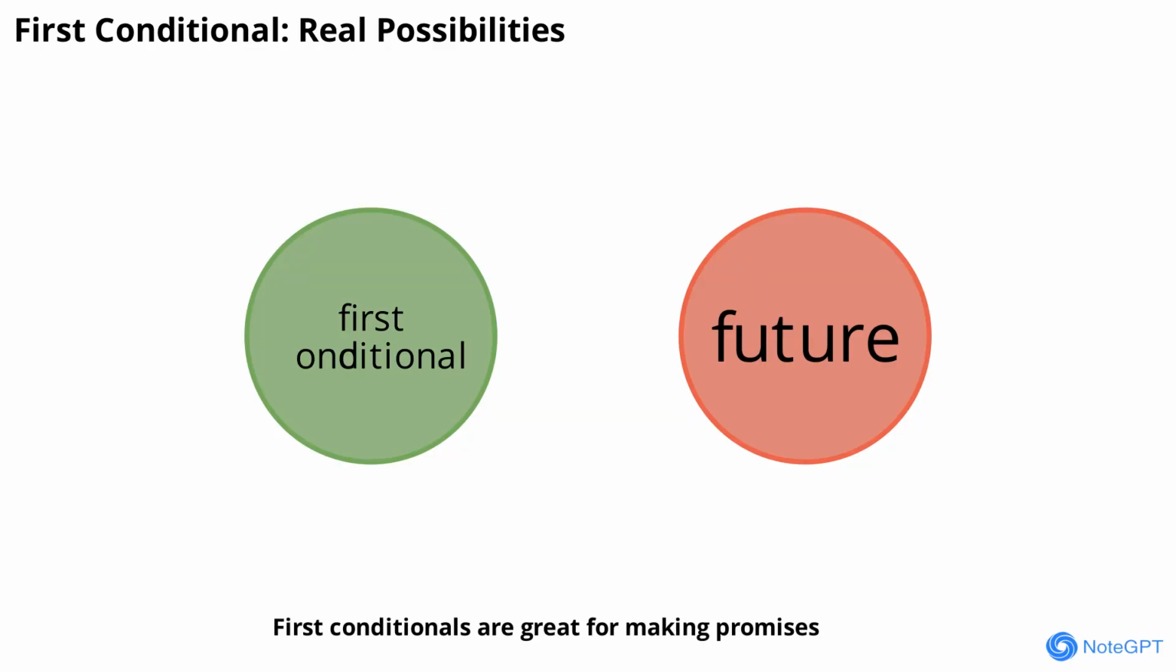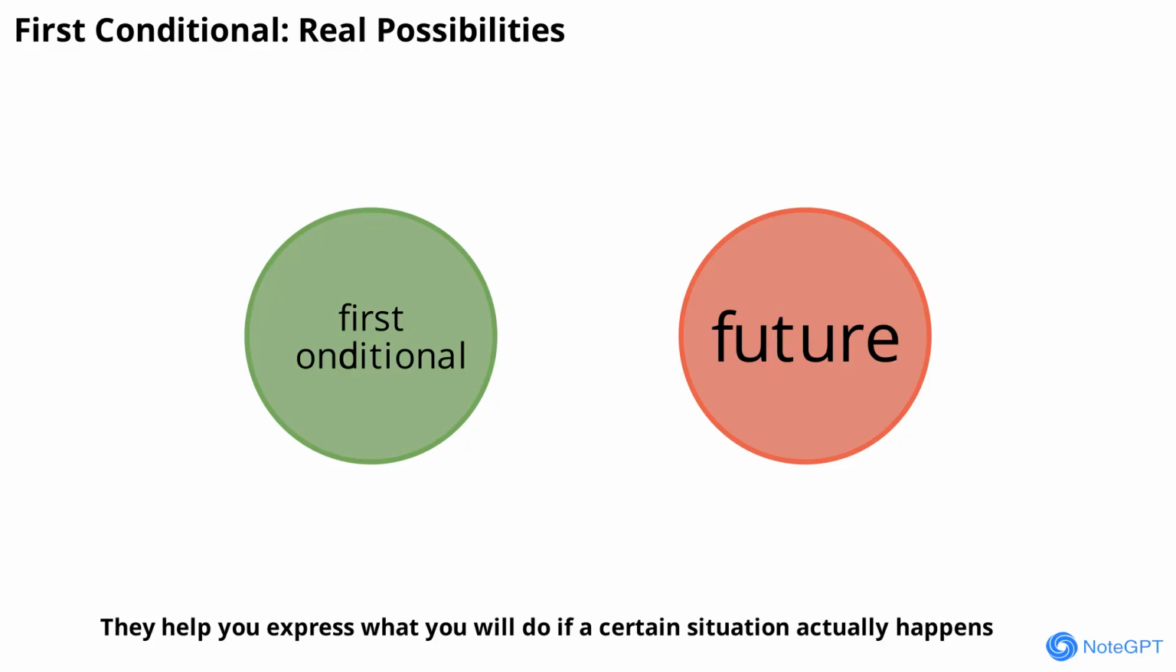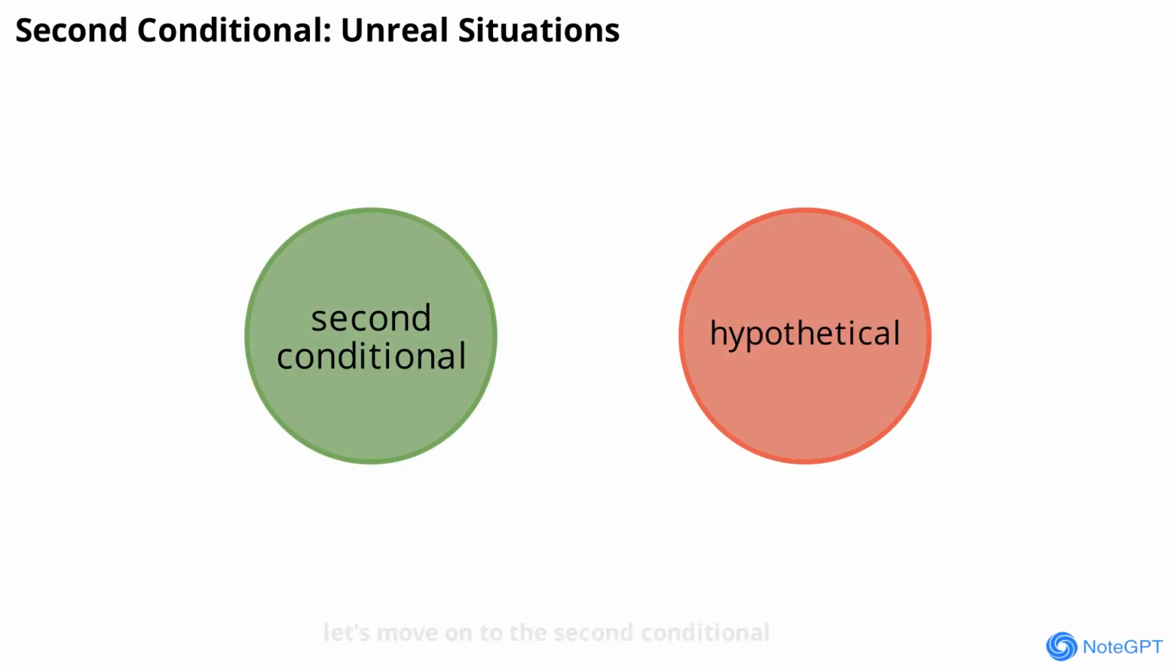First conditionals are great for making promises, offers, warnings, or plans based on possible future events. They help you express what you will do if a certain situation actually happens. Now, let's move on to the second conditional.